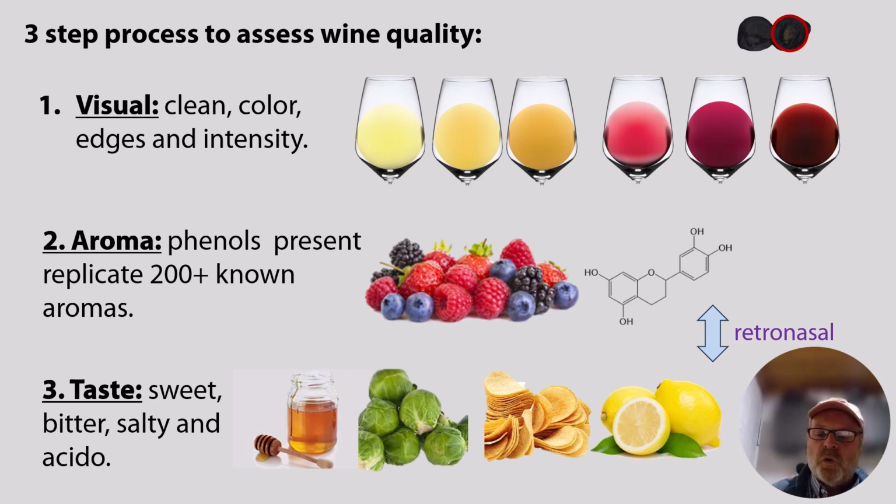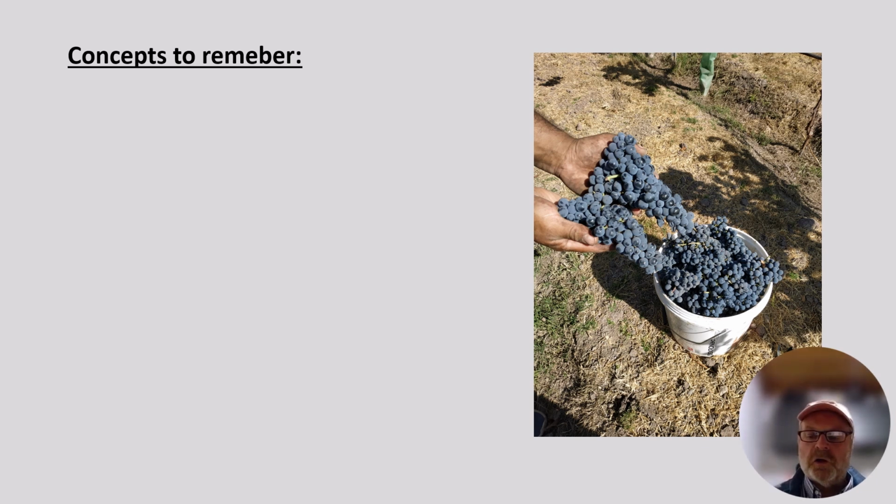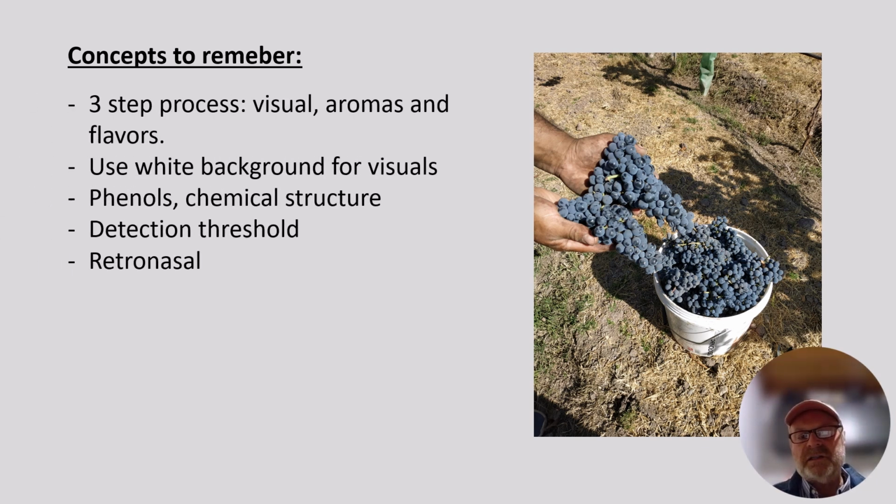So for our recap of today, we would like to remember the following concepts. Number 1 is the 3-step process, which is visuals, aromas, and flavors. And for visuals, it is always recommended to use a white background. You can use a sheet of paper or a white cloth on the table. It will be sufficient, having light and a white background, to check the wine in a much better way.